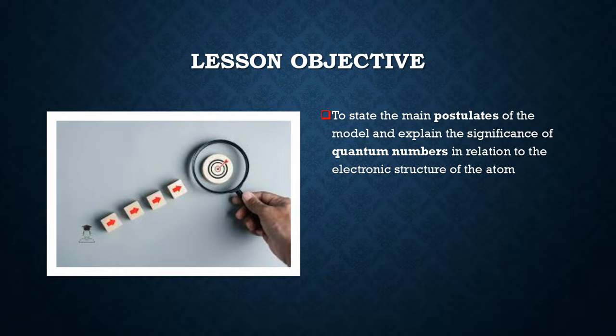In this lesson, our main objective is to state the main postulate of the Bohr's planetary theory of the atom. And we are going to apply or explain the significance of the quantum numbers in relation to the electronic structure of the atom. So I want you all to pay much attention so that we can achieve the goal of our lesson.